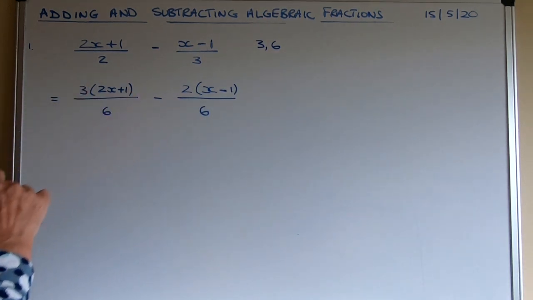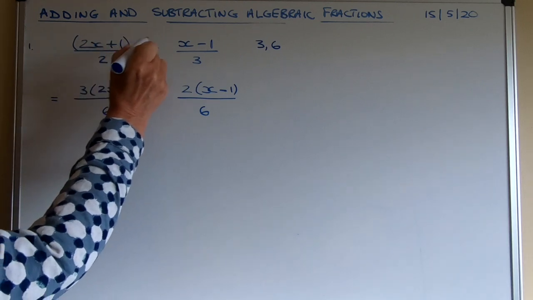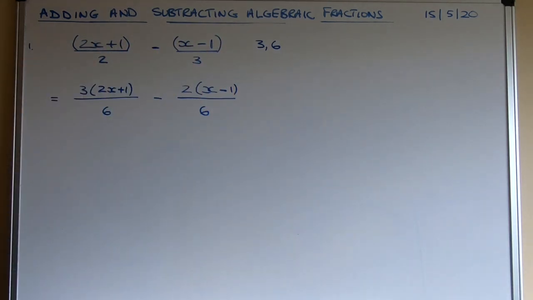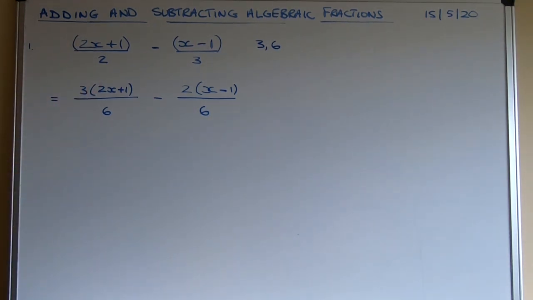Now I've got a bracket down there. There's no bracket at the top. You could bracket it here too. Might be an idea to start with bracketing that, and then multiplying by 3 in this case and multiplying by 2. Okay, now we have the same denominator, so now we can subtract.